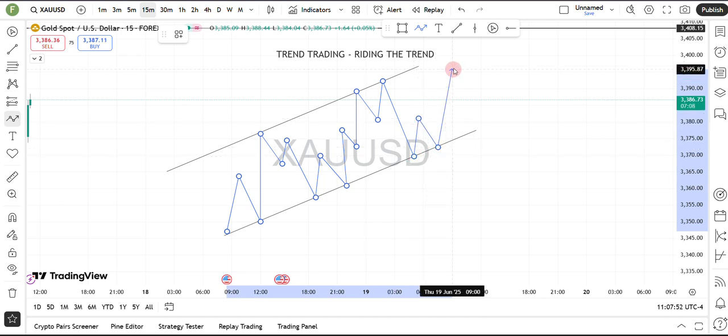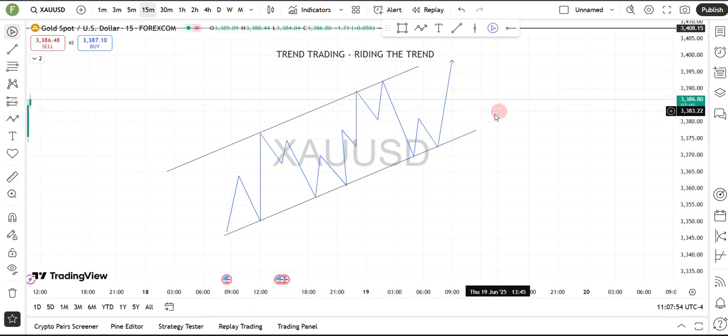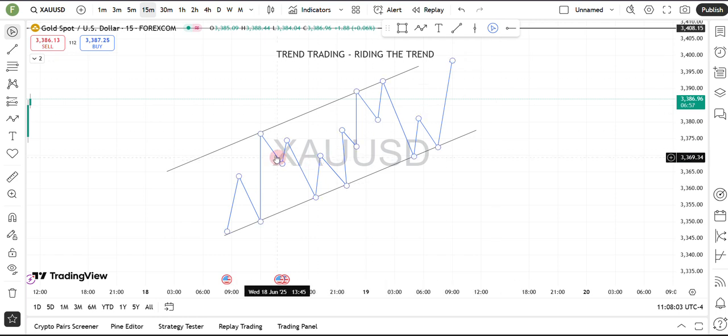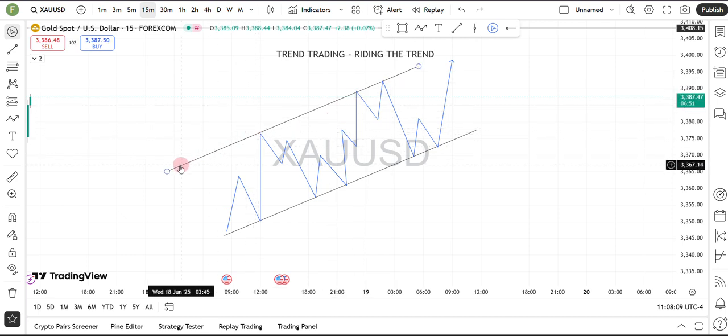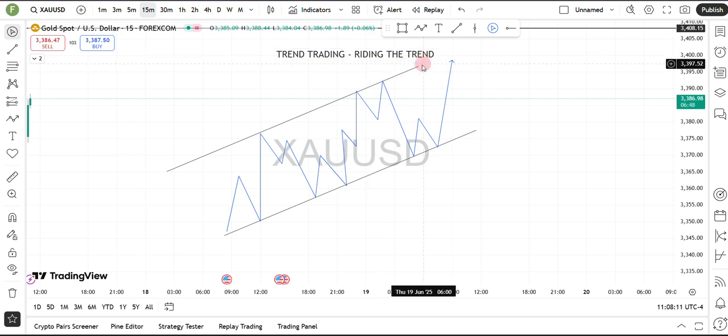This is how you trade with the trend, or you trade in a channel position. In this case, this is a channel going to the upside, which supports a bullish trend. But in this scenario on the lower time frame, you can have selling opportunities as well. The top of the trend is resistance, the same support and resistance idea, and down here is support.